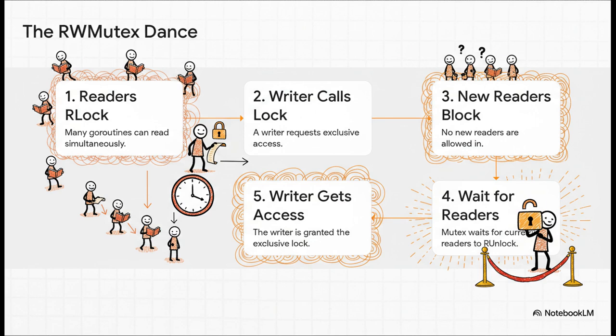So as long as everyone is just reading, Go routines can come and go as they please. It's a party. But the second a writer shows up and asks for a lock, the bouncer puts up the velvet rope. No new readers are allowed in. Then it just waits. It waits for every single reader who's already inside to finish what they're doing and leave. Only when the room is completely empty does it let the writer have exclusive access to the whole place.